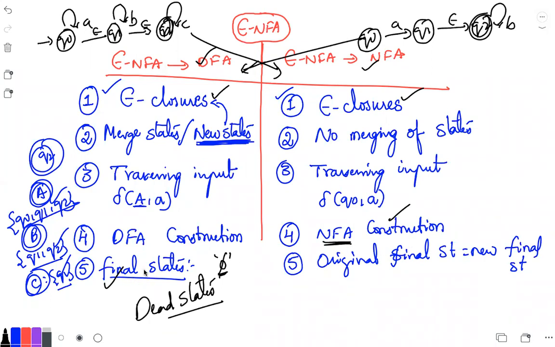And marking of the final states. For DFA, whenever there is an occurrence of a final state in the new merged state, you should consider it a final state. Whereas in NFA, the original final state of the Epsilon-NFA will be the new final state of the normal NFA. That's it. Okay. So your task is: for this, I have constructed a DFA, so I want you to construct an NFA. And for this example, I have constructed an NFA, and I want you to construct a DFA for this example. That's the task for you.